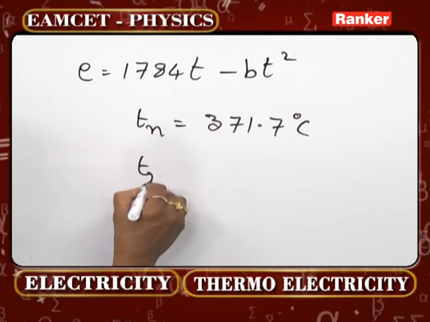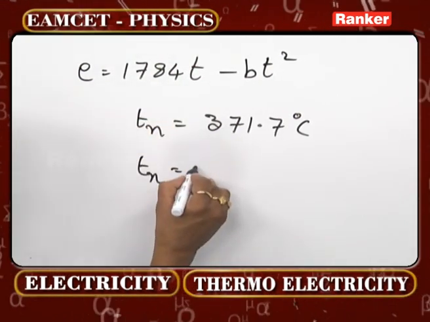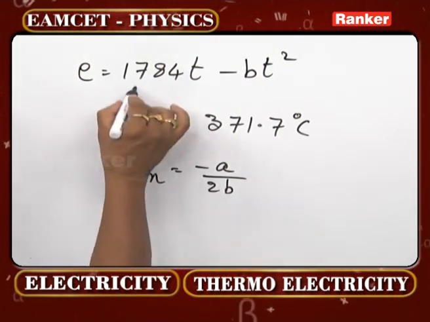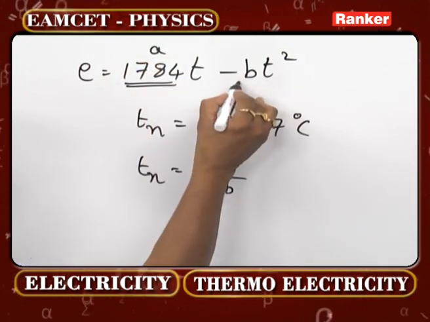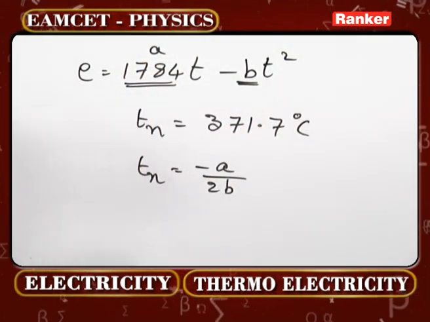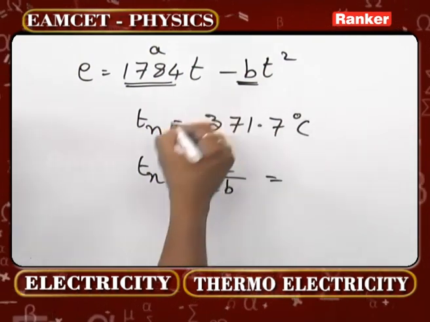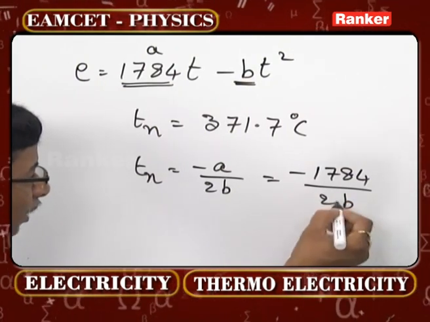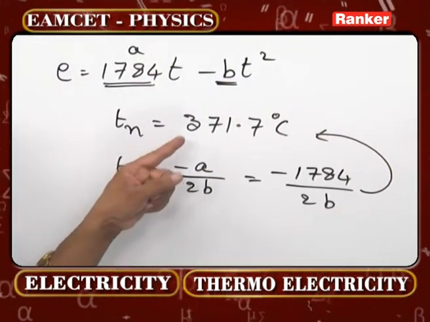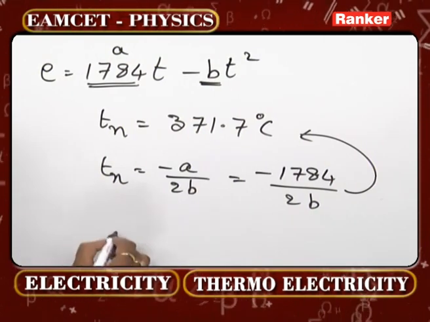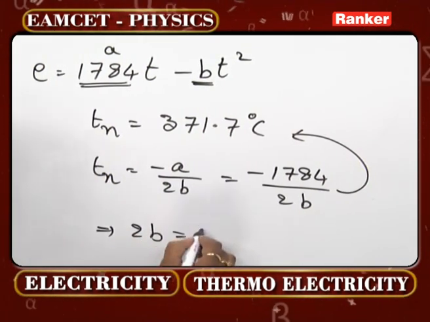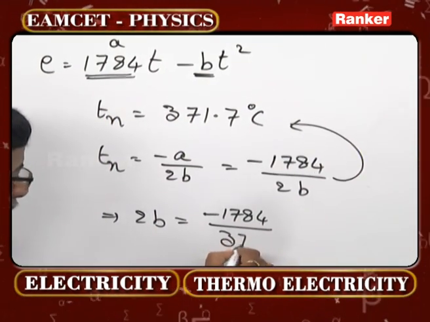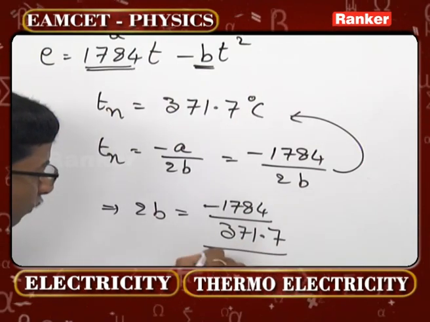But we know according to the formula, neutral temperature is minus A by 2B. That is the formula we have. This is the value of A, and this is of course B. We know that very well. So minus A by 2B, minus 1784 by 2B, is equal to the given 371.7. So what can we write now? 2B is equal to minus 1784 by 371.7. This is actually the concept.